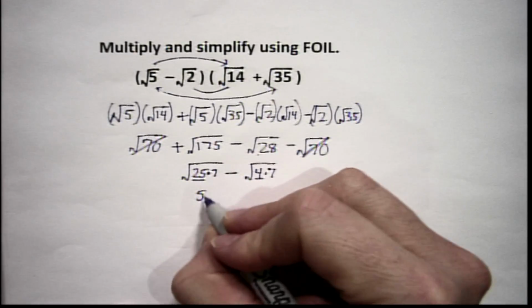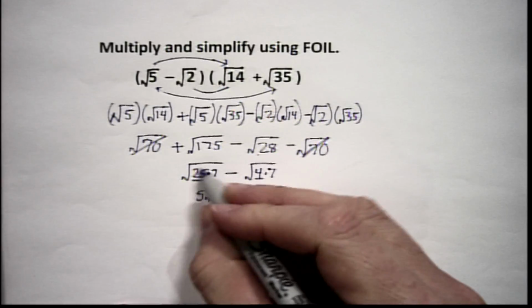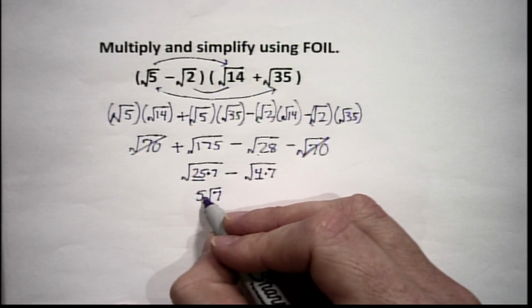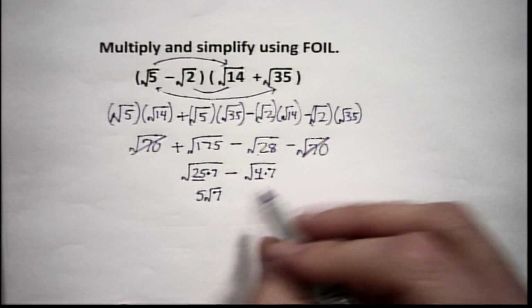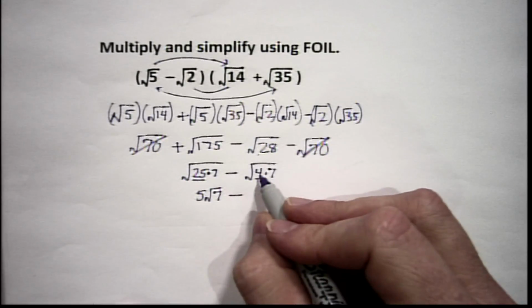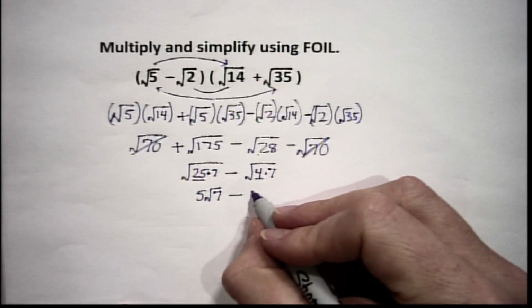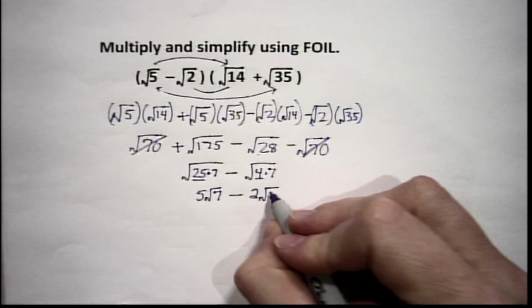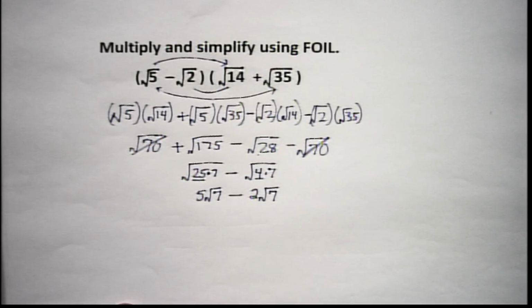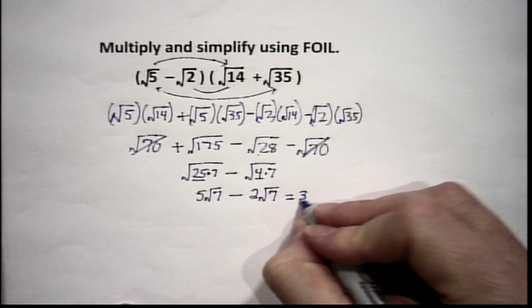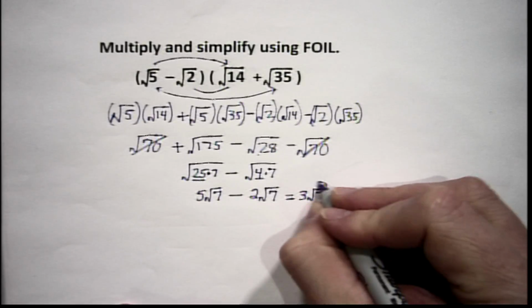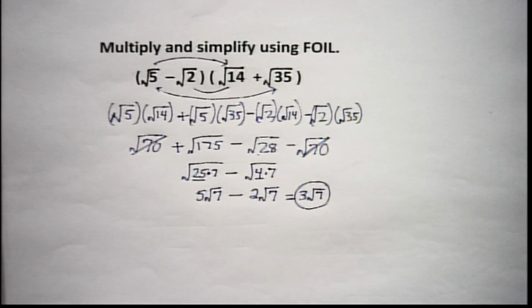We got 5 times the square root of 7. Remember, you take the square root of 25, bring it out. That's a 5. There's the root of 7. We're going to subtract. Perfect square of 4 is, well, the square root is 2. And we're going to bring it out. And we're going to leave that square root of 7 behind. And my final answer, and hopefully your final answer at home, is 3 times the square root of 7. Woo!